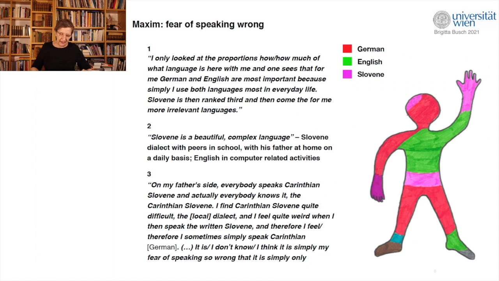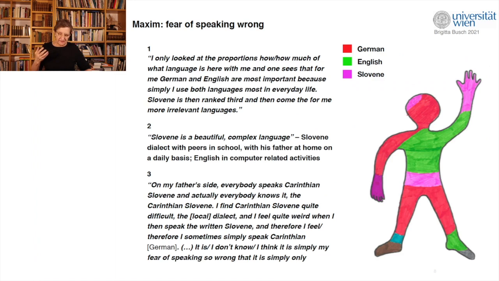This ranking is all the more surprising as Maxim tells he practices Slovene on an everyday basis, at school, with his family. He sees himself as a proficient Slovene speaker and characterizes Slovene as a beautiful, complex language, as you can see in quote two. English, in contrast, he says, is a language that he uses mostly in computer-related activities. So a certain ambivalence in his attitude to Slovene becomes apparent, although Maxim states that he speaks the dialect on a regular basis.